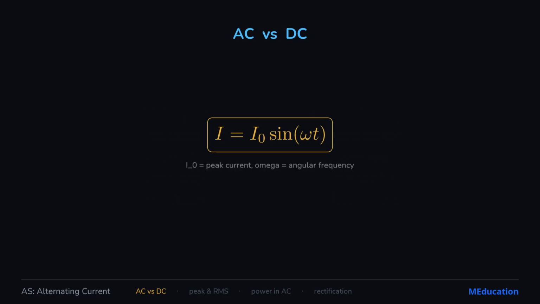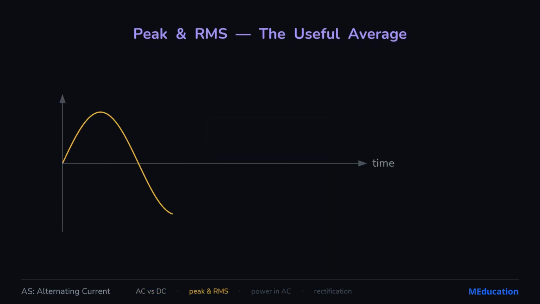AC is described by an equation. The current at any instant is the peak current times the sine of omega t, where omega is the angular frequency. The peak value is the maximum the current ever reaches. But here is the problem. Since the current is constantly changing and even averages to zero over a cycle, what single number should we use to describe its strength? The ordinary average of AC is useless because it is zero. The positive and negative halves cancel out exactly.